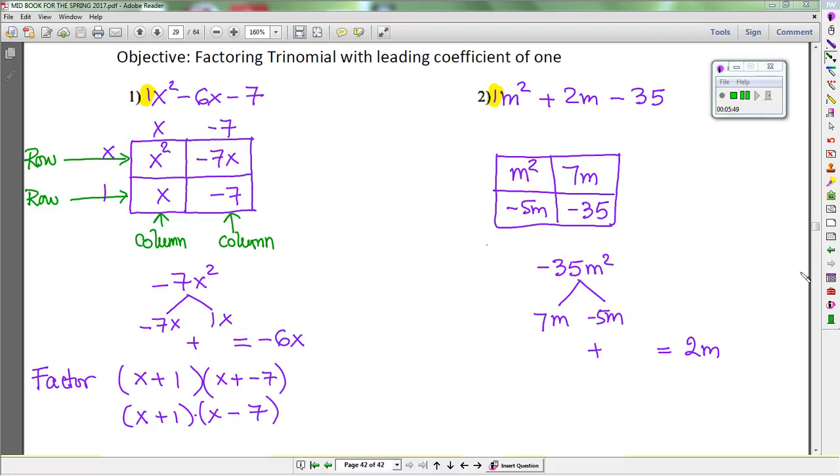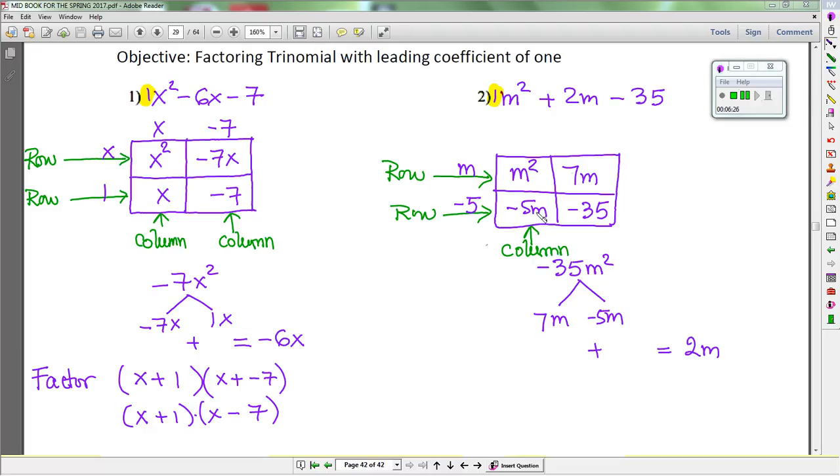Now you start with the row first. Again, the row goes from left to right. So this is the row. On the first row, m squared and 7m both have m as a common factor. And the next row, negative 5m and negative 35 both have negative 5 as the greatest common factor. So we're done with the rows. Let's move on to the columns.